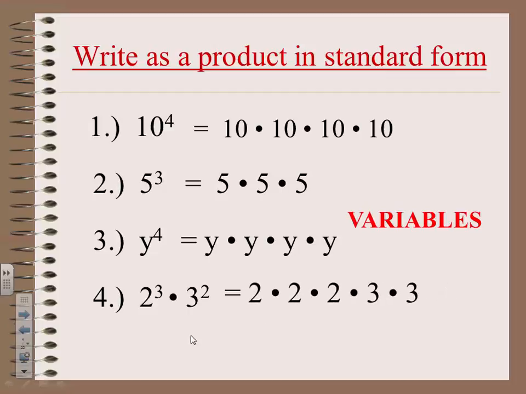To the power of 3 means I've used 3 of these guys. And then 3 squared means I've used 2 of those guys. That's it.